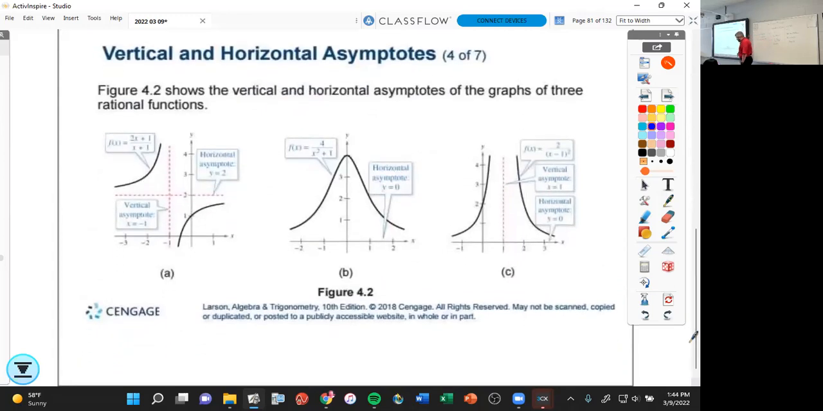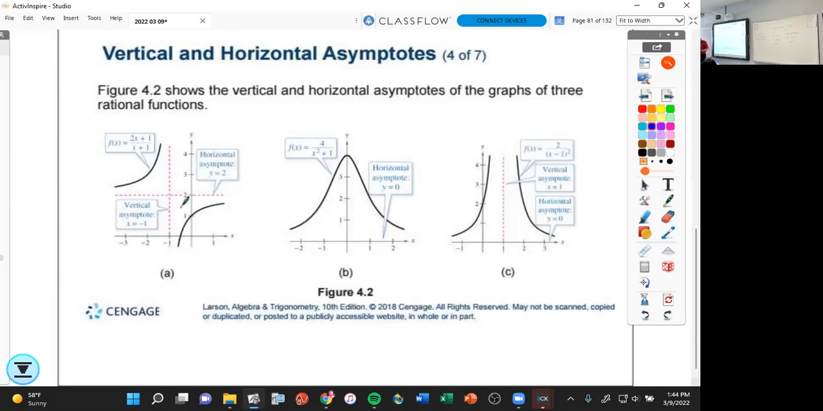Here are 3 functions. This first function is 2x plus 1 over x plus 1. And this graph has a horizontal asymptote at y equals 2. It has a vertical asymptote at x equals -1. We're going to talk a little bit about where those came from. Y'all can see the vertical asymptote easy, right? X plus 1 equals 0, so x equals -1 is the vertical asymptote. Can y'all see where the horizontal asymptote came from by chance? That's okay, we'll talk about it in a minute.